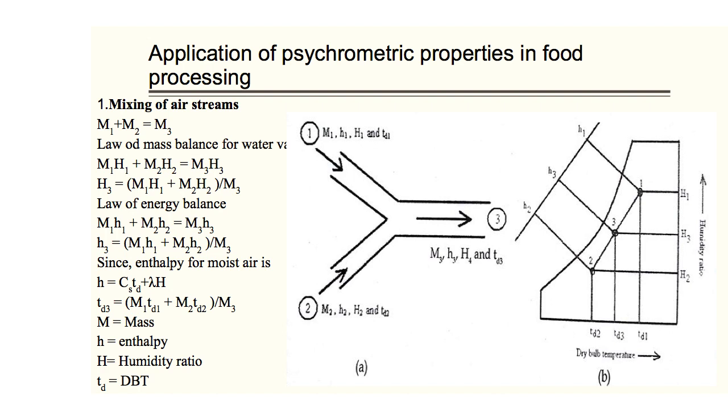And as we know that the enthalpy of moist air is Cs into Td plus lambda into H, so we can put this enthalpy for stream 1 and stream 2 as well as for stream 3. Finally we find the outlet temperature. The temperature of outlet air is m1 into Td1 plus m2 into Td2 divided by m3. Td1 and Td2 are the dry bulb temperatures of stream 1 and stream 2, right?